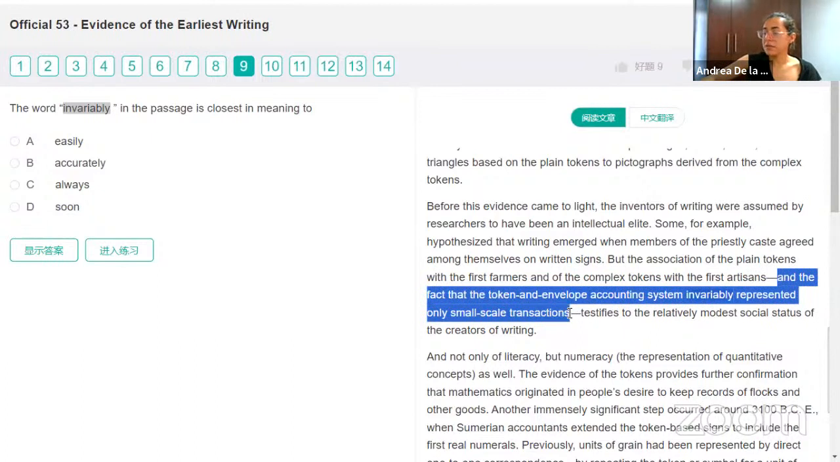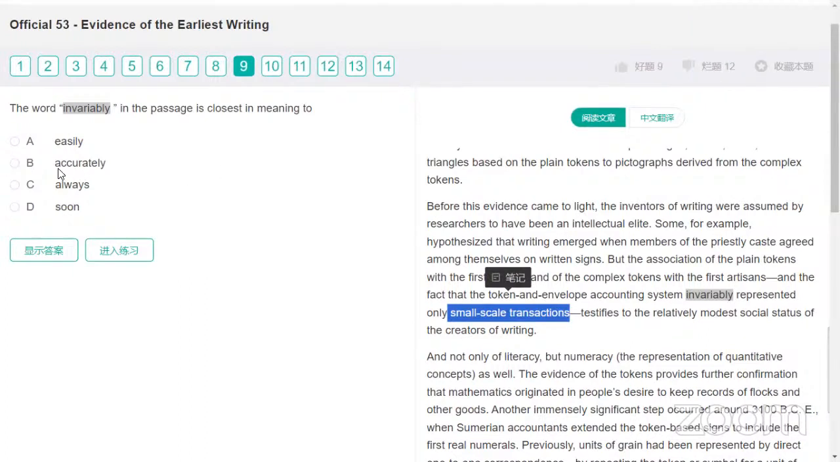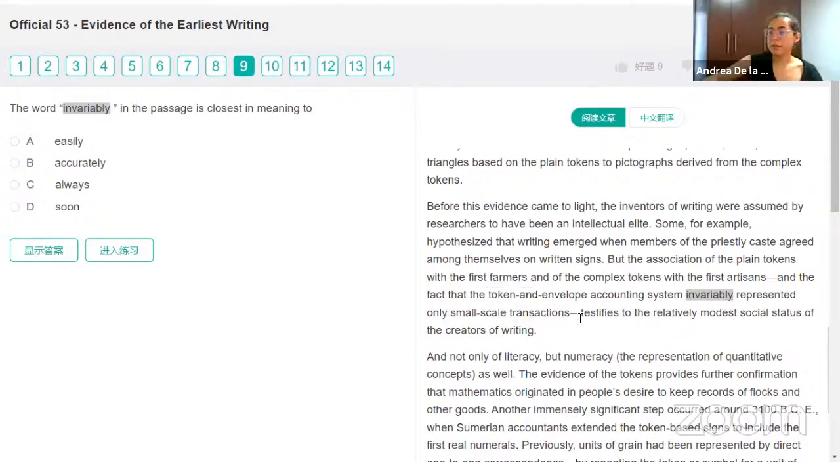No sé, I don't know, easily represented only small-scale transactions. Podría ser accurately, ¿no? Precisamente, de manera precisa, representaba las transacciones de escala pequeña. Podría ser. O always, ¿no? Siempre representaban transacciones pequeñas. Es decir, nunca representaban transacciones grandes. En este caso, always sería el correcto. Invariably, que nunca varía, que siempre es lo mismo, ¿no? Siempre solamente representaba transacciones pequeñas. Entonces, always represent.